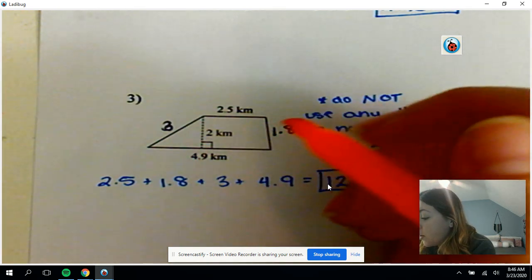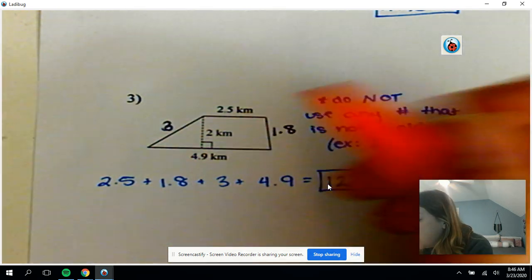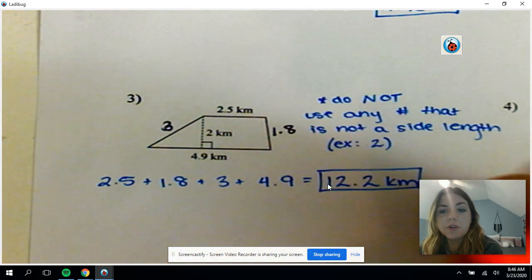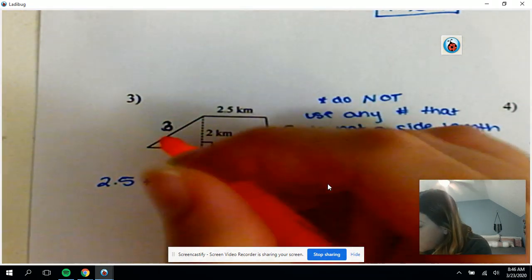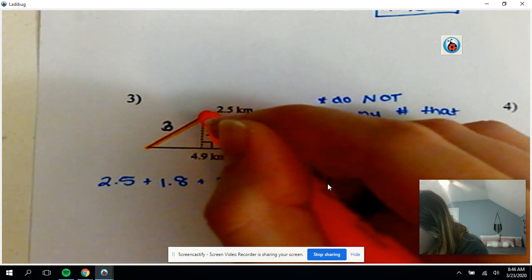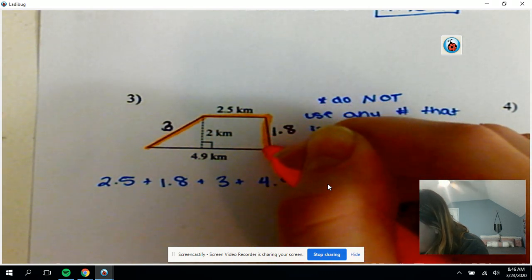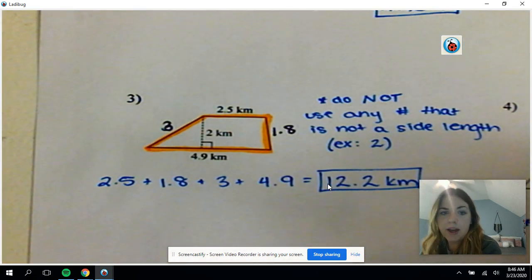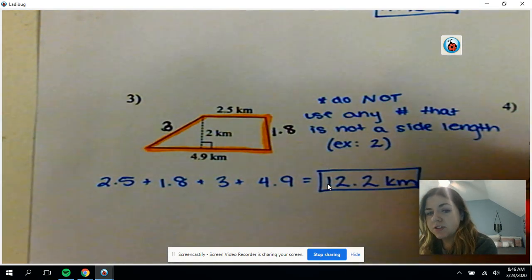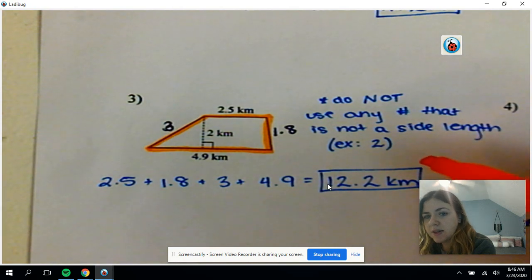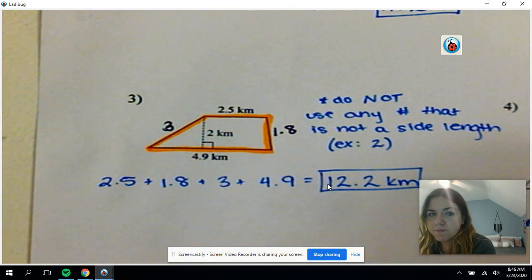Something that might help you is if I asked you to trace the shape, all the sides that you would trace, like I'm doing with the highlighter, those are the sides that you would add together. So 2.5 plus 1.8 plus 3 plus 4.9, and that gives me 12.2 kilometers.